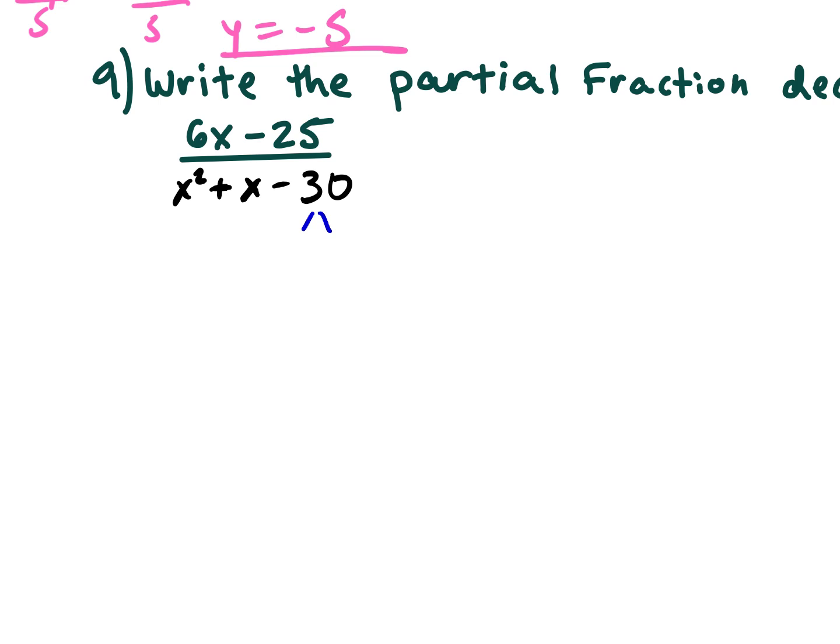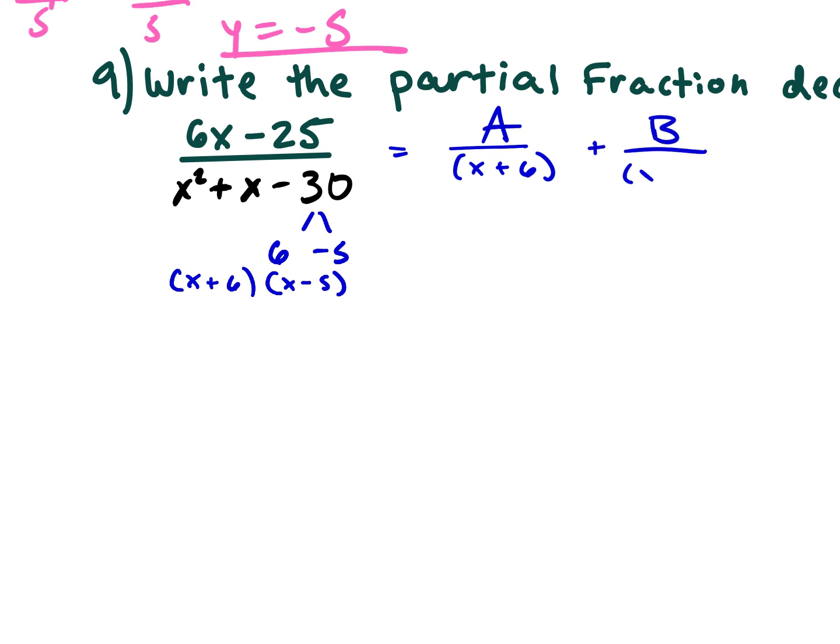Factor the denominator. So what are two factors of -30 that add to 1? 6 and -5. So this is x plus 6, x minus 5. So I split that up. So I have x plus 6 and x minus 5 on the bottom.